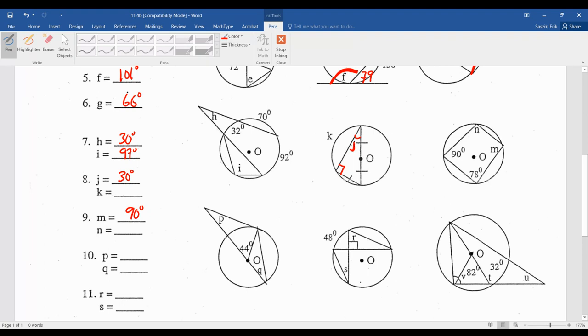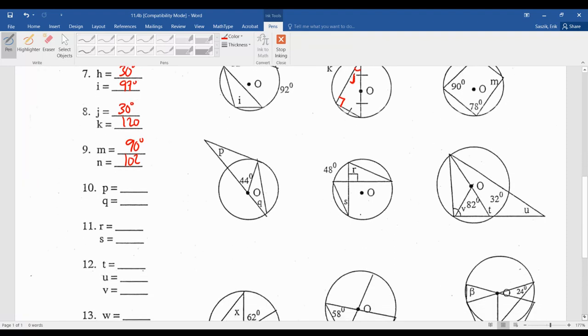Okay? So now once you've got angle M, of course, you can just add all these angles up and subtract from 360 to get N of 102. I forgot to write in K here, but K should have been pretty straightforward. If that was 60, of course, K is 120. So those two problems there, 8 and 9, they cause some difficulty sometimes.